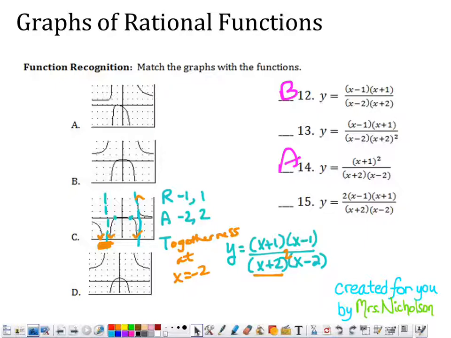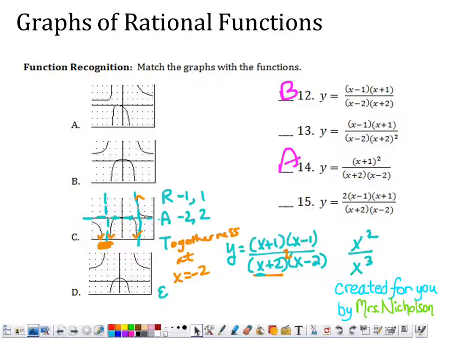So if we move on to end behavior, this time it looks like my graph, the horizontal asymptote, is at 0. It's approaching 0, which means my exponent should be bigger on the bottom. And if you notice on the top, if I were to multiply this out, I would have x times x, or x squared. X squared on the top. But on the bottom, I have x squared times x, which would be x cubed. And so my exponents are bigger on the bottom, which means my horizontal asymptote is at 0.